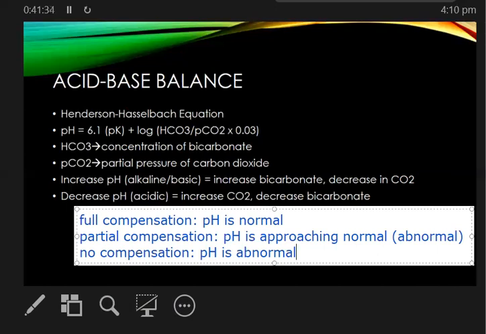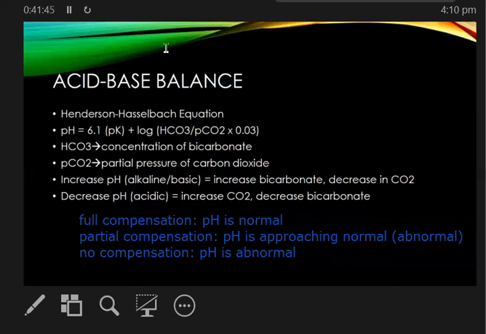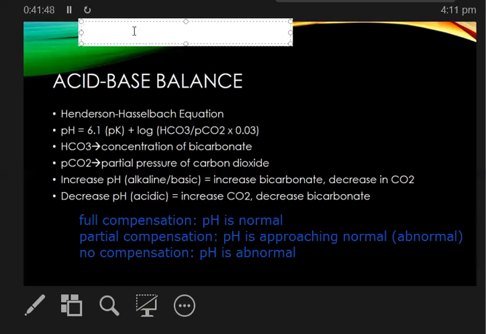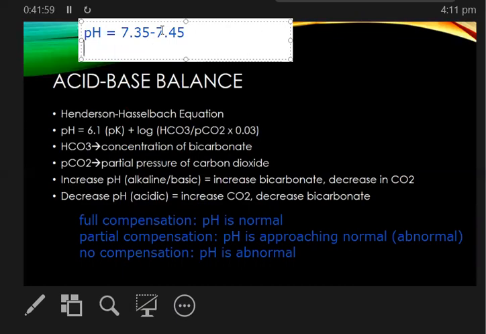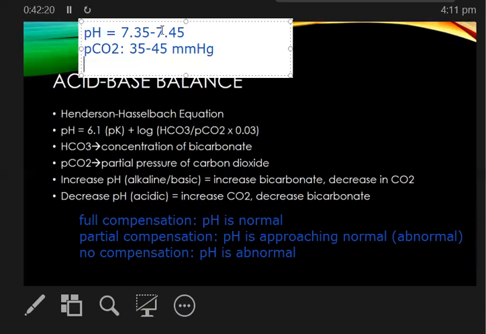Of course, class, you have to know the normal values of your pH. What is the normal value of our pH? The pH normal value is 7.35 to 7.45. Next, write the partial pressure of carbon dioxide, which is merely 35 to 45. You don't have to memorize much, because it is just your pH with the 7 removed. So 35 to 45 millimeters of mercury.